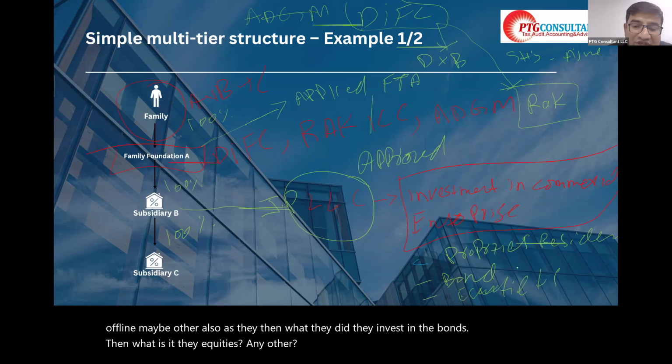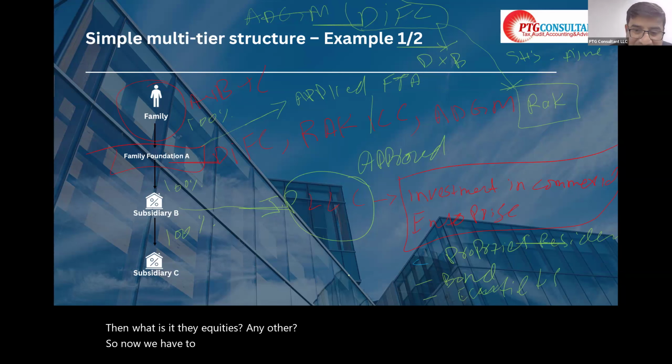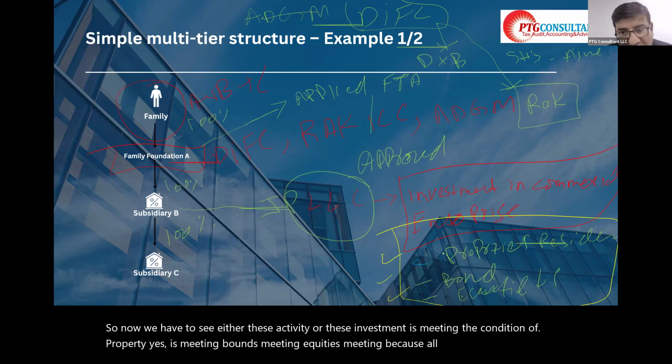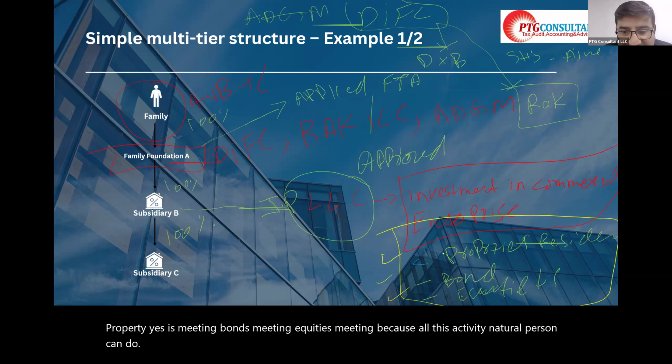So now we have to see whether these activities or investments meet the condition of Article 17. Property, yes, it is meeting. Bonds, meeting. Equities, meeting, because all these activities a natural person can do, and he does not require a trade license.